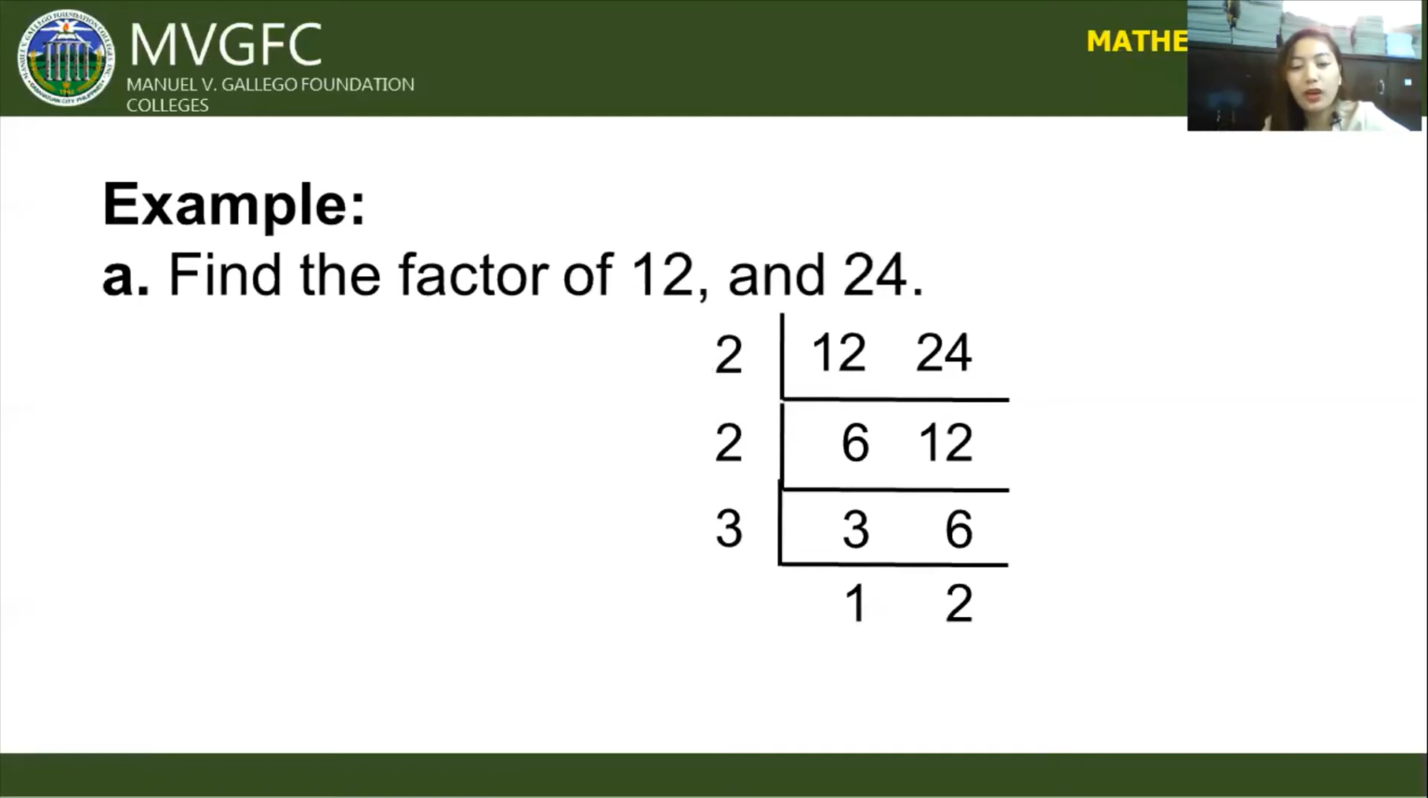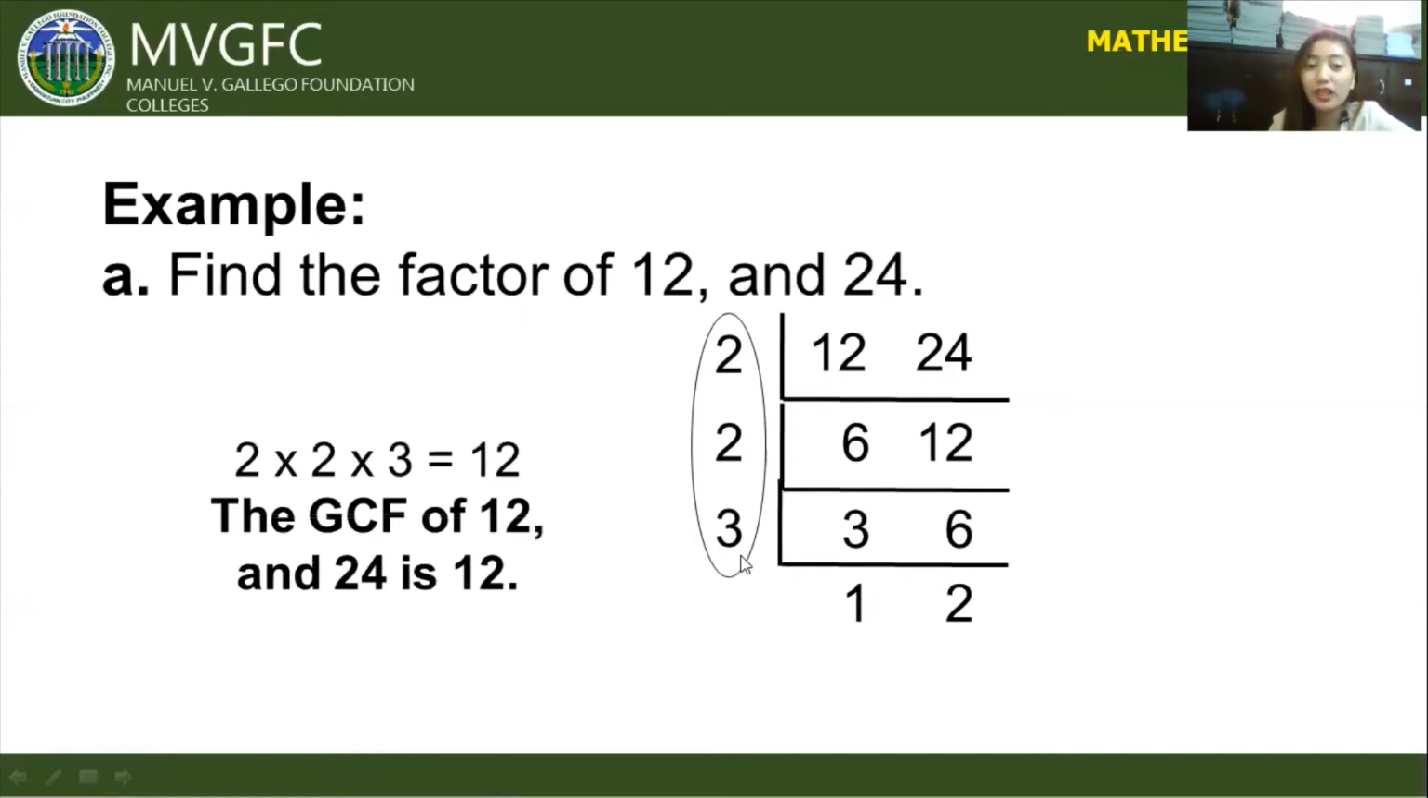So, just simply look at the left side. Okay, this part. So, you can see the prime numbers 2, 2, and 3. So, all we need to do is to find the product of these three numbers. And that is 2 times 2 times 3 is equal to 12. So, we have the GCF of 12 and 24, which is 12.